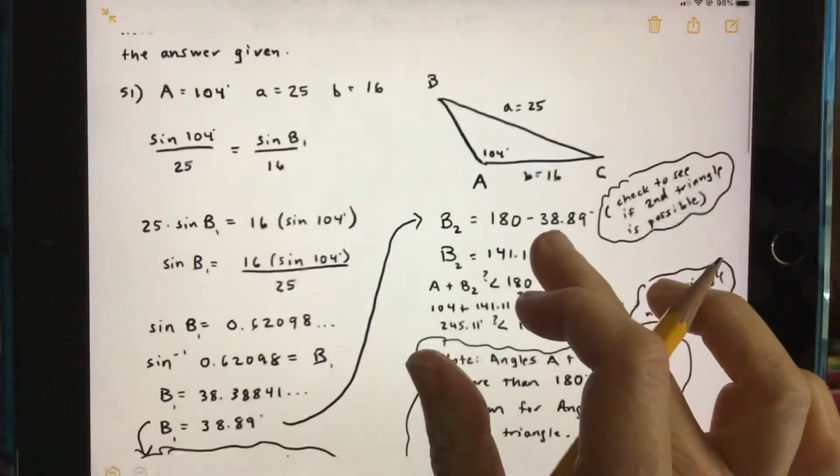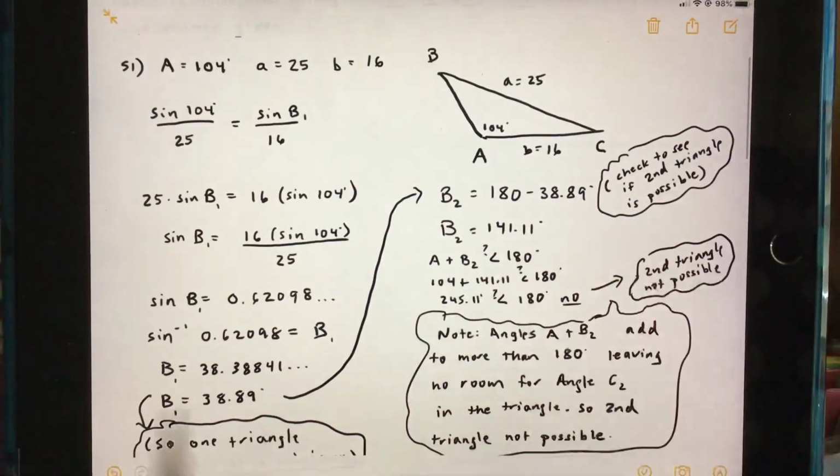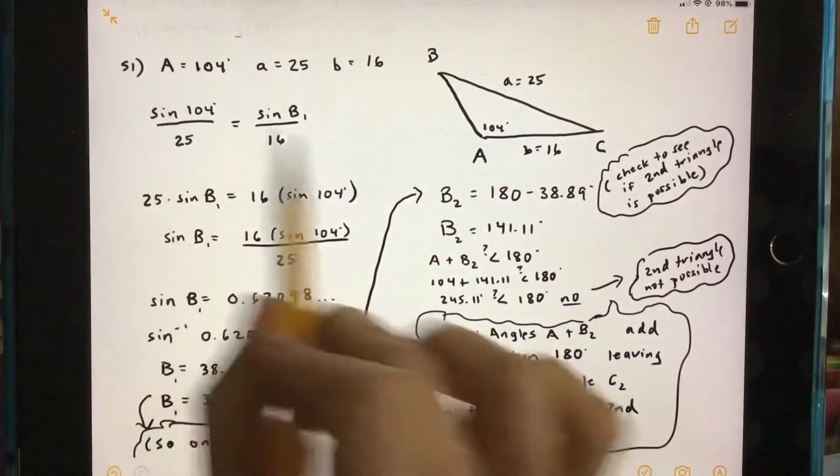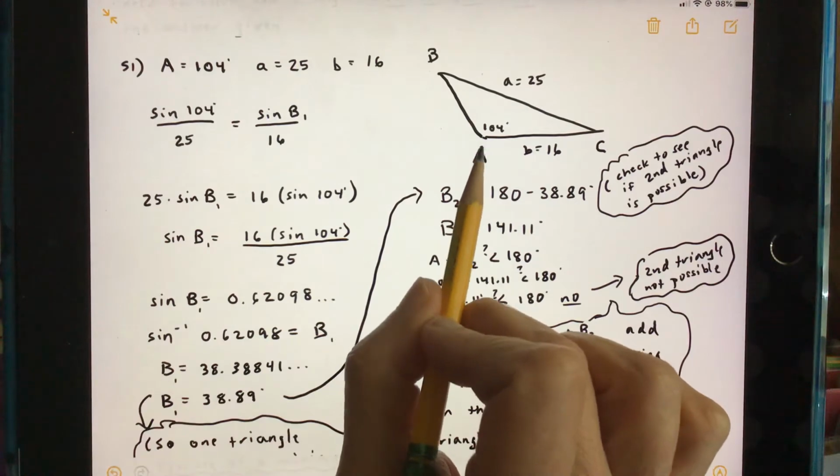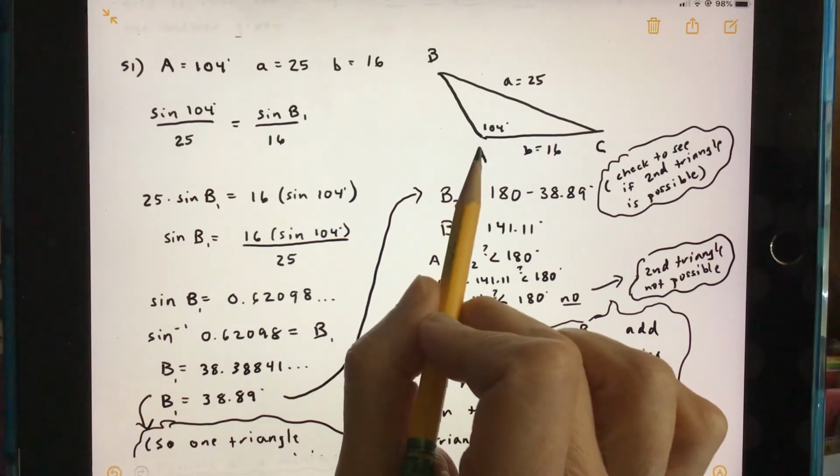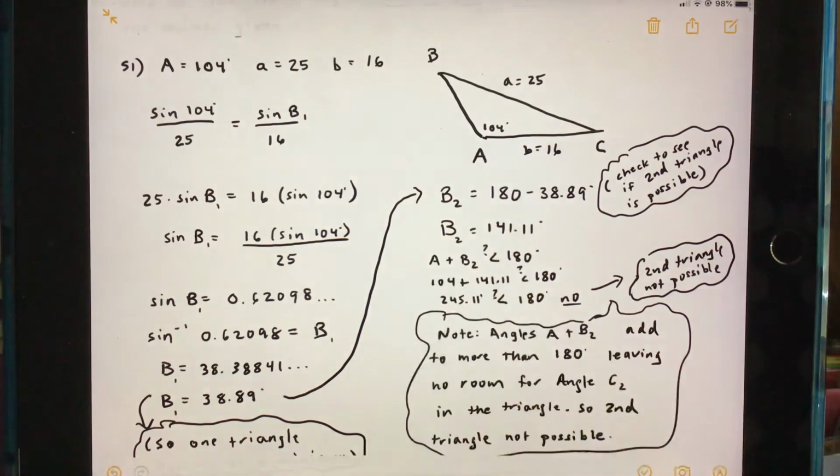All right, sample 1. We're given an SSA triangle here to see how many triangles are possible. So A is 104 degrees, which I've drawn here. It's obtuse, so making it a little wider than 90 degrees. And a is 25, b is 16. So let's see how many triangles are possible here. To figure that out, we're going to set about finding if there is an angle B that we can actually place here, given these dimensions.